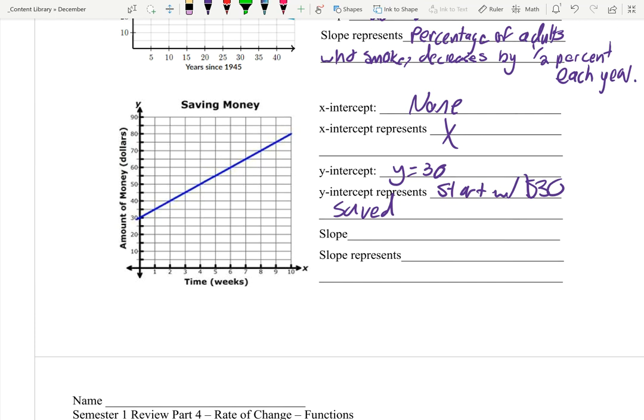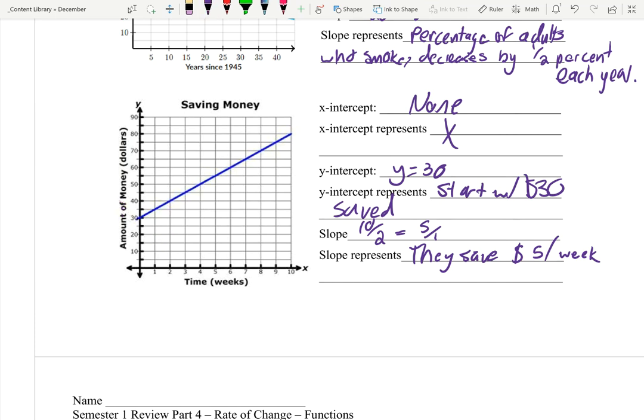Now, what is the slope? Again, just find 2 random points that are easy to use. I would say maybe the (0, 30), and it looks like (2, 40) is also really useful. So this is an increase of 10 over the course of 2 weeks, or essentially 5 in 1 week. What that represents is that they're saving $5 per week.